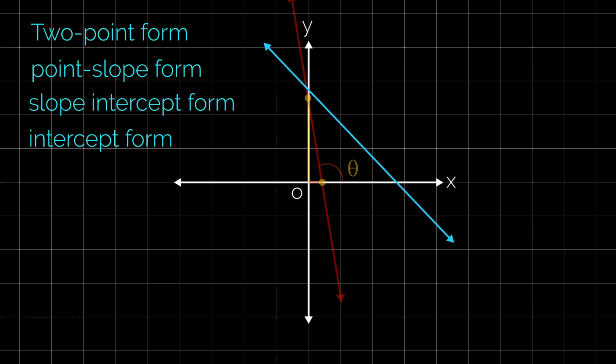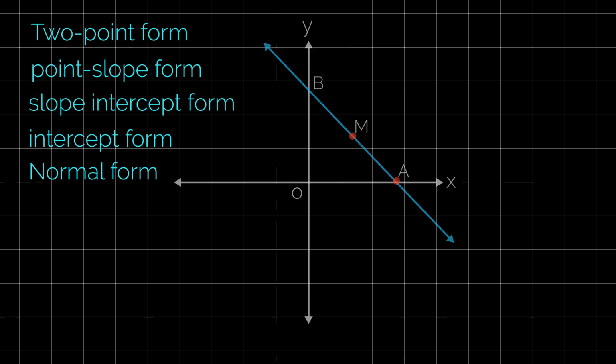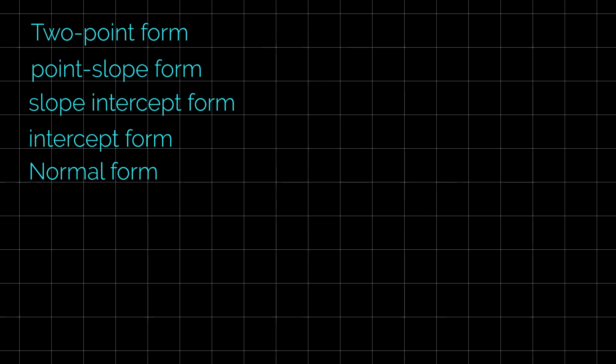Now, can we draw a line without any given point? Answer is yes, we can, and that form of line is known as normal form. In this video, we are going to learn the proof of all these forms, and in the end, we learn how to convert general form to other forms.